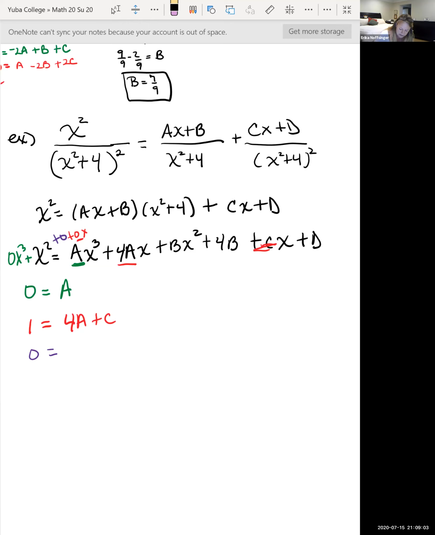So this is actually 0 here, is equal to negative 4a plus c. The x squared term, that coefficient is 1. And so the number in front of the x squared term, there's only one x squared term here, which is b. And then the constant, there was no constant on the left, so we said it was 0. And then the constants over here would be 4b and d. So 0 equals 4b plus d.